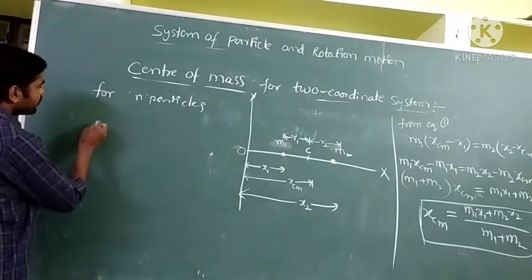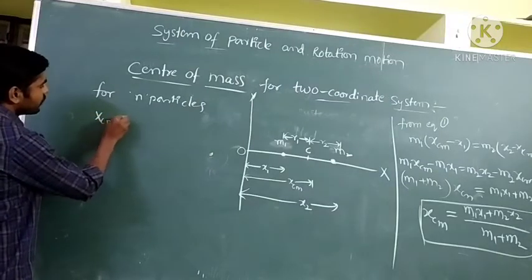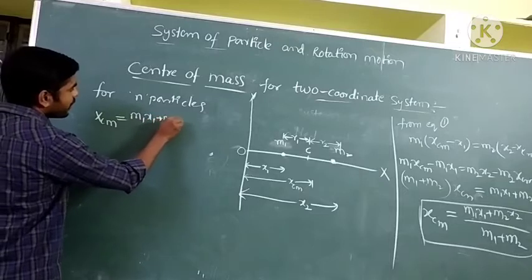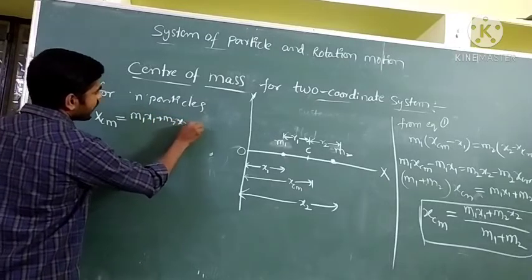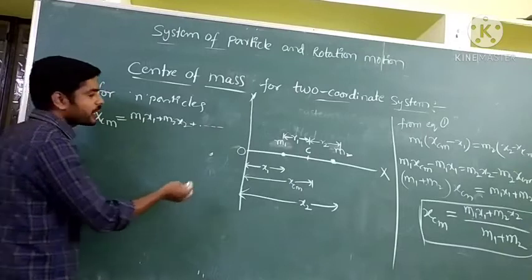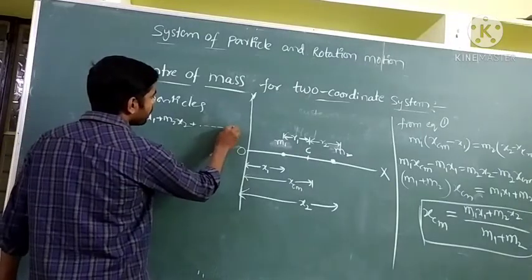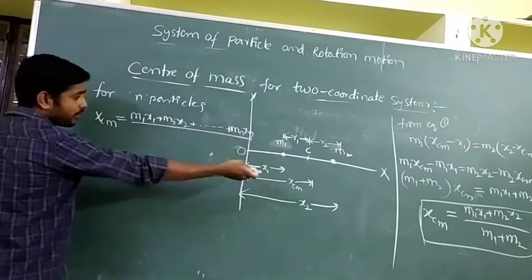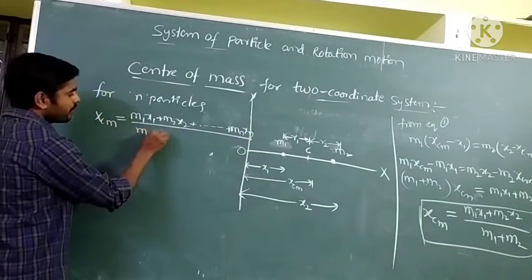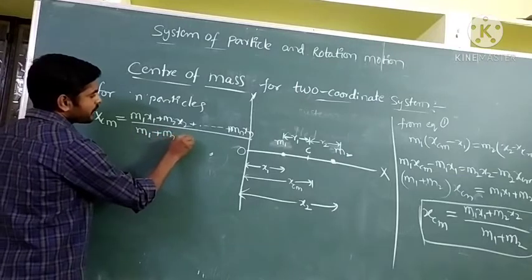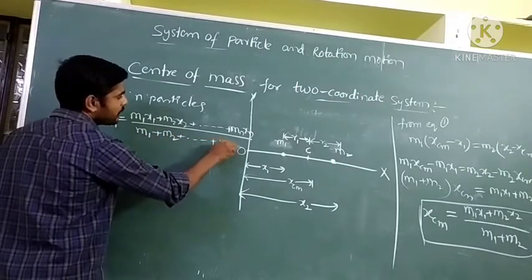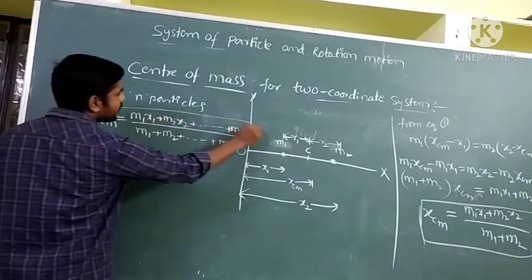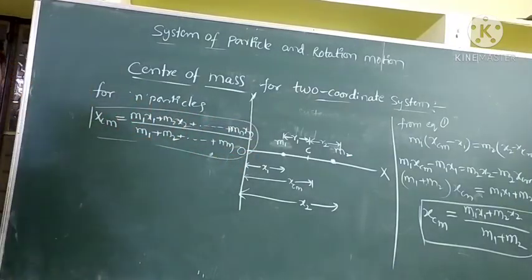the center of mass xcm is equal to m1 x1 plus m2 x2 plus, and so on, for the number of particles we are considering, up to mn xn, divided by the sum of the masses, m1 plus m2 plus, and so on, plus mn. This is xcm, the center of mass of the body for n particles.